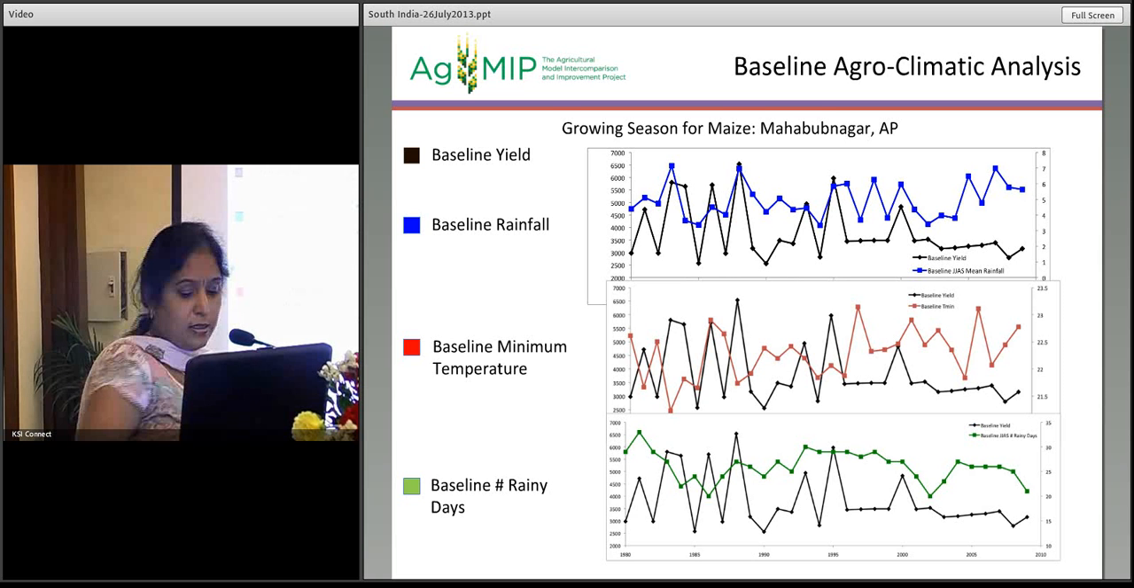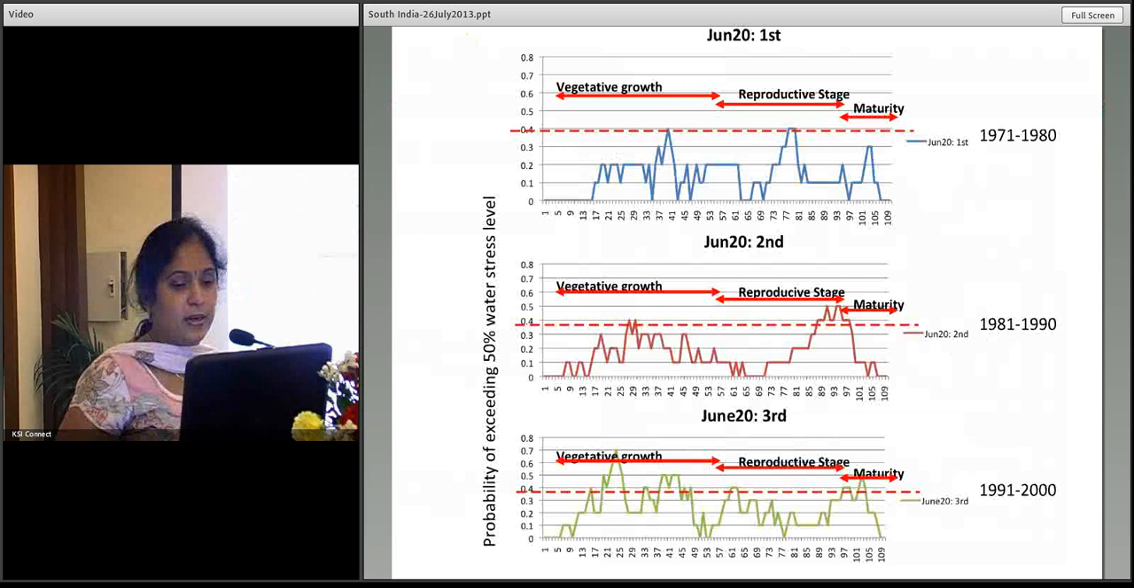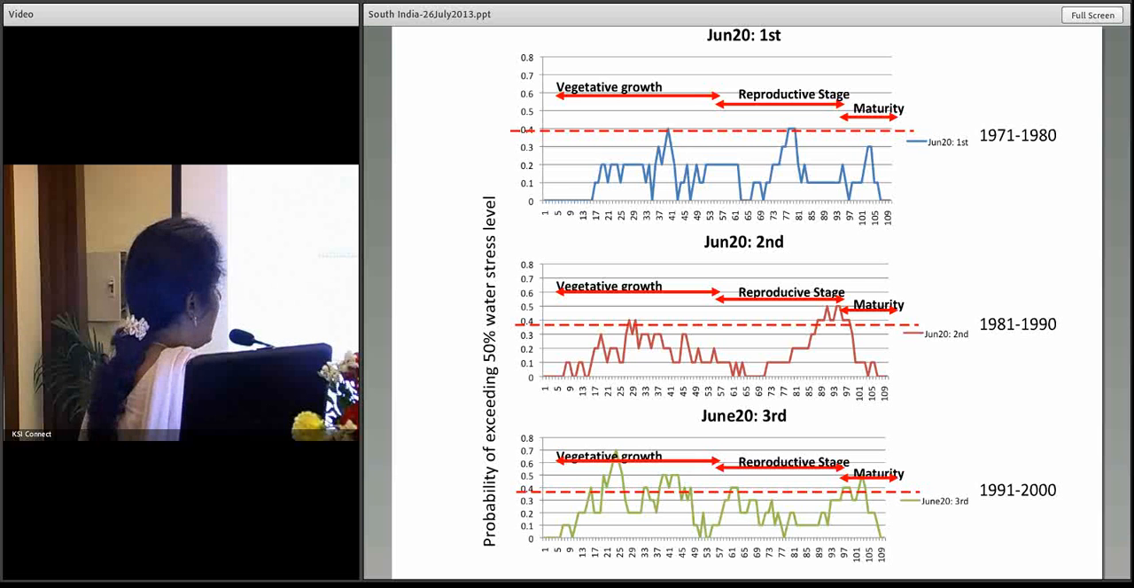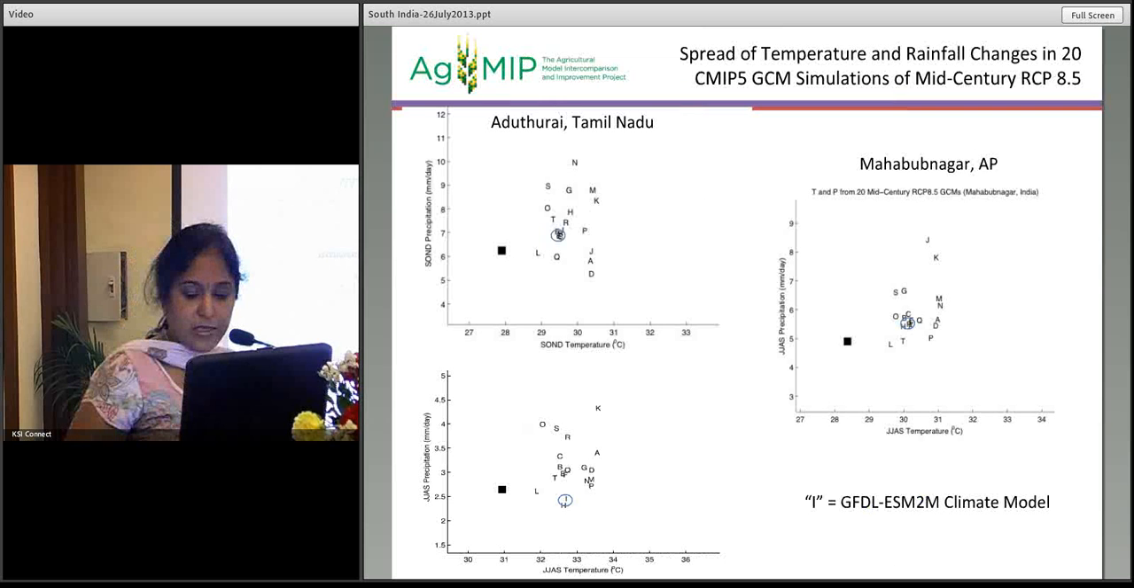The group tried to identify the reason, and according to Dr. Raji Reddy and Murthy, when we see the probability of exceedance of 50% water stress level in the earlier days between 1971 to 80 compared to recent times, the stress days are increasing towards the reproductive stage, which is actually the reason for the differential relationship when we compare the previous decades.